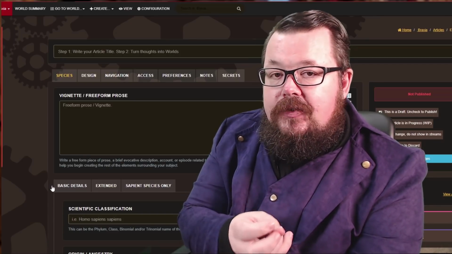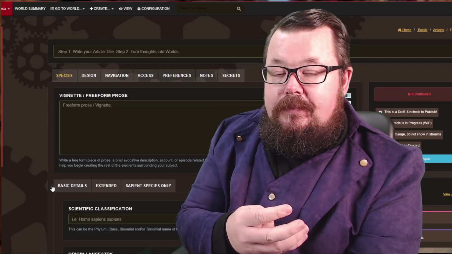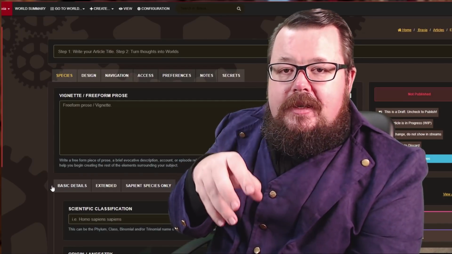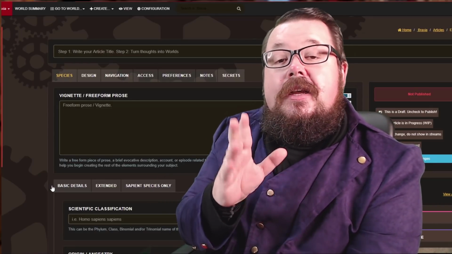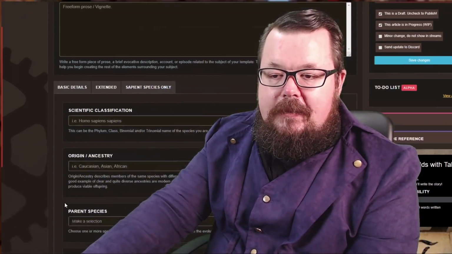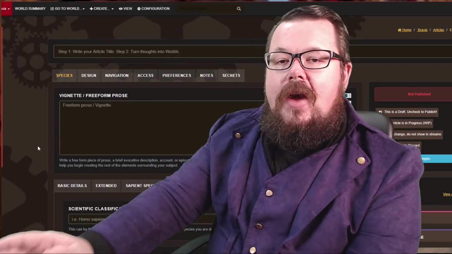Unless there's nothing else out there except for humans, and even then, you could argue that there's the mutant type, the radiated type of human. All of those could be different species, but species nonetheless. Now, this is a wonderful, wonderful template as usual from World Anvil. So how do we start filling it in?